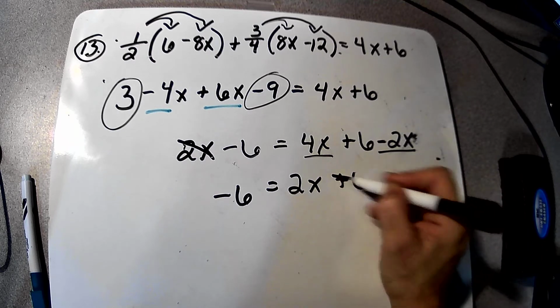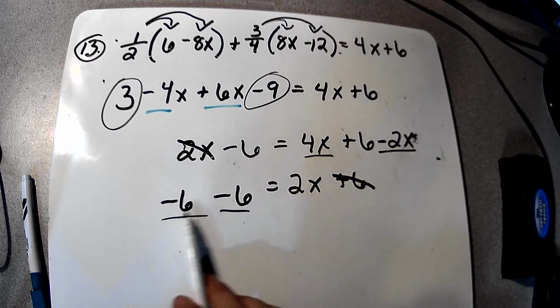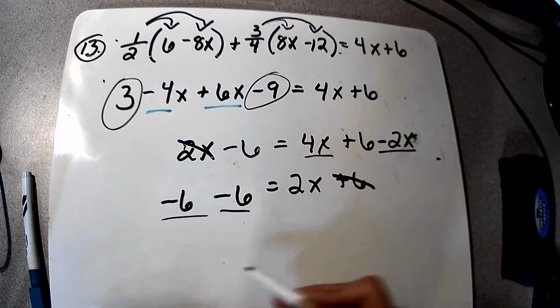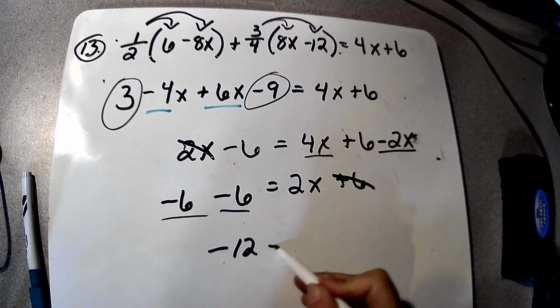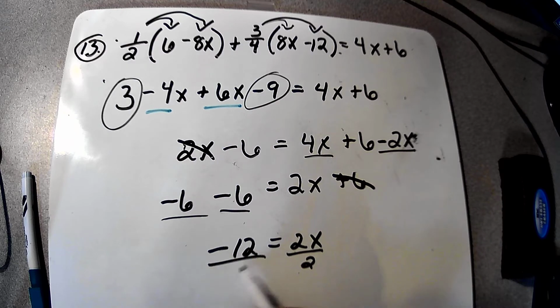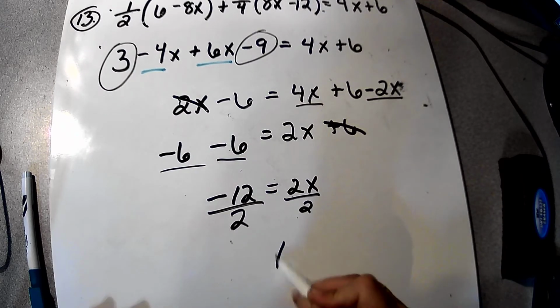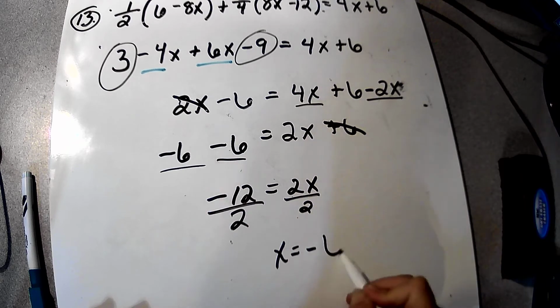So plus 6, we're going to do minus 6. And now we have like terms here. Negative 6 and negative 6 will be negative 12 equals 2x. Now we're just going to divide by 2. And 12 over 2 would be 6, so x equals negative 6.